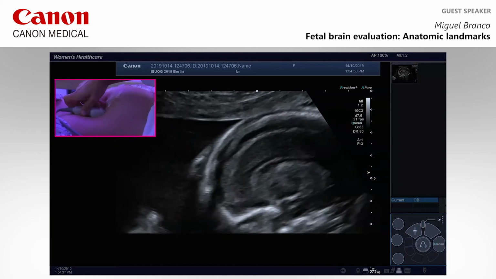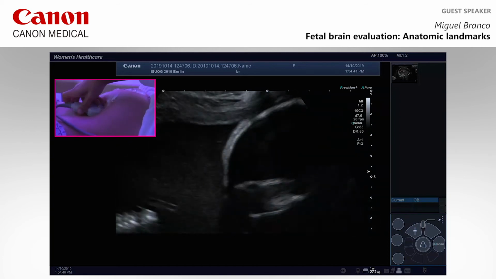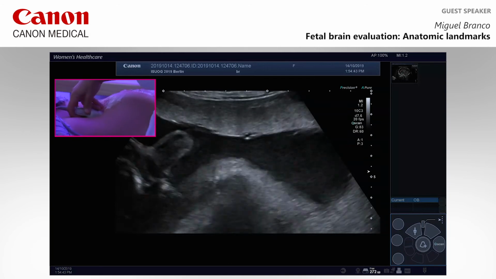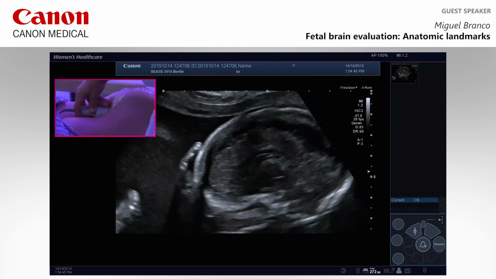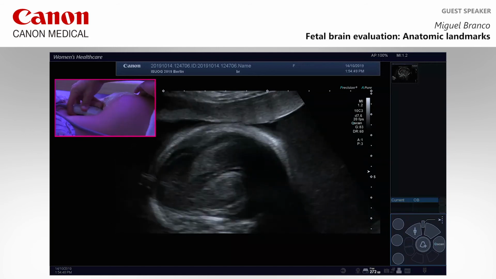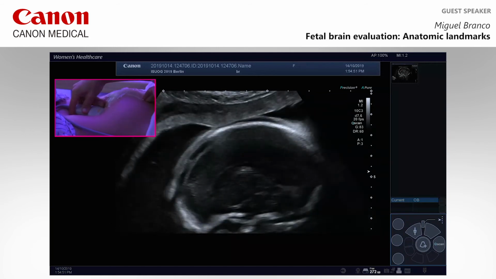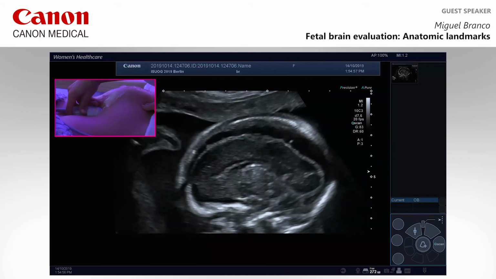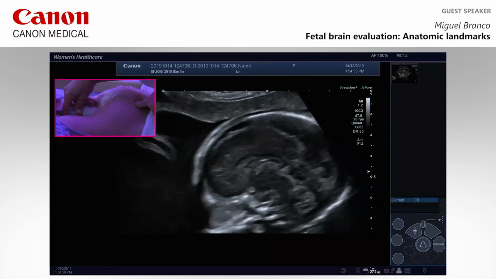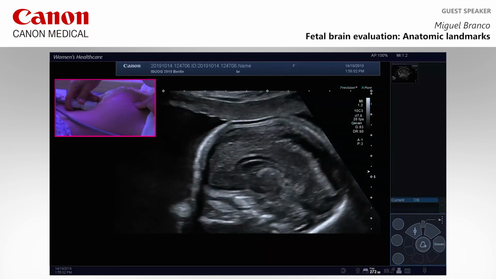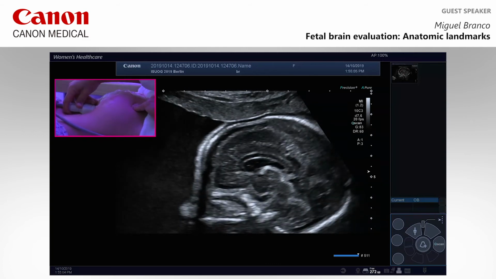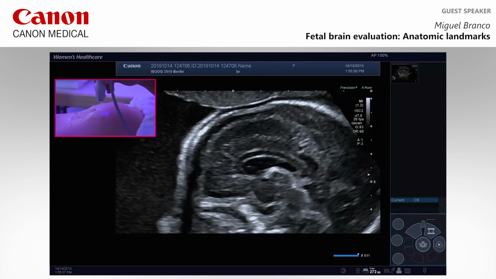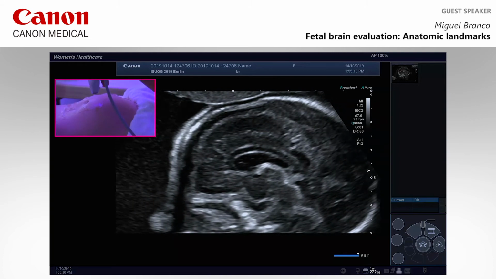Now we are going to the sagittal evaluation. I'm really on the top of the uterus. It's not an ideal position. Here we are able to see the rostrum of the corpus callosum, the tela choroidea.